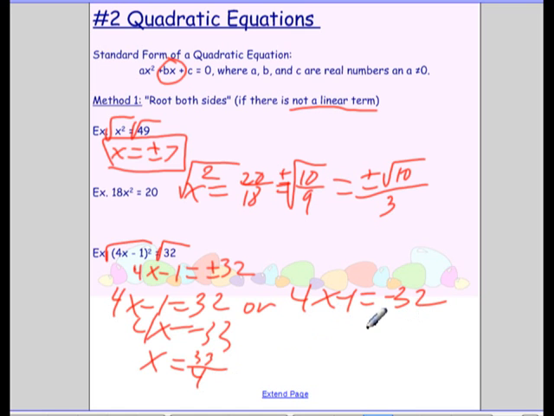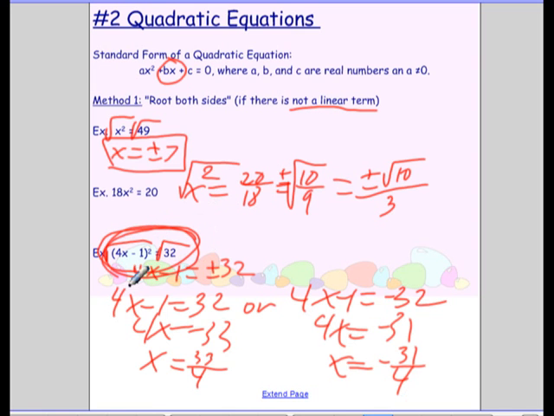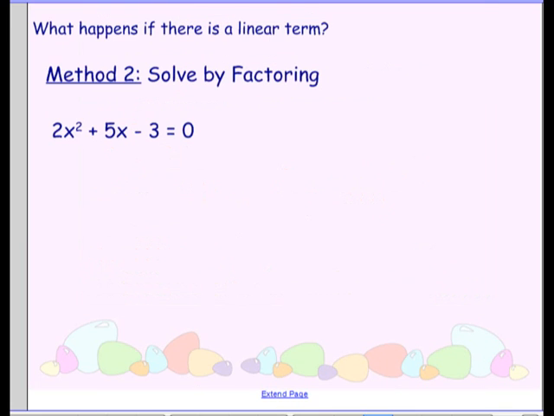Or 4x minus 1 equals negative 32. Add the 1, so that's 4x equals negative 31. Divide by 4, and we get negative 31 over 4. So those are pretty easy to do. Most equations don't work out that conveniently. But just something to pay attention to moving forward. When an equation looks like this, something squared equals a number, it's easy to solve because you can square root both sides. Keep that in mind because we're going to come back to that in just a second.